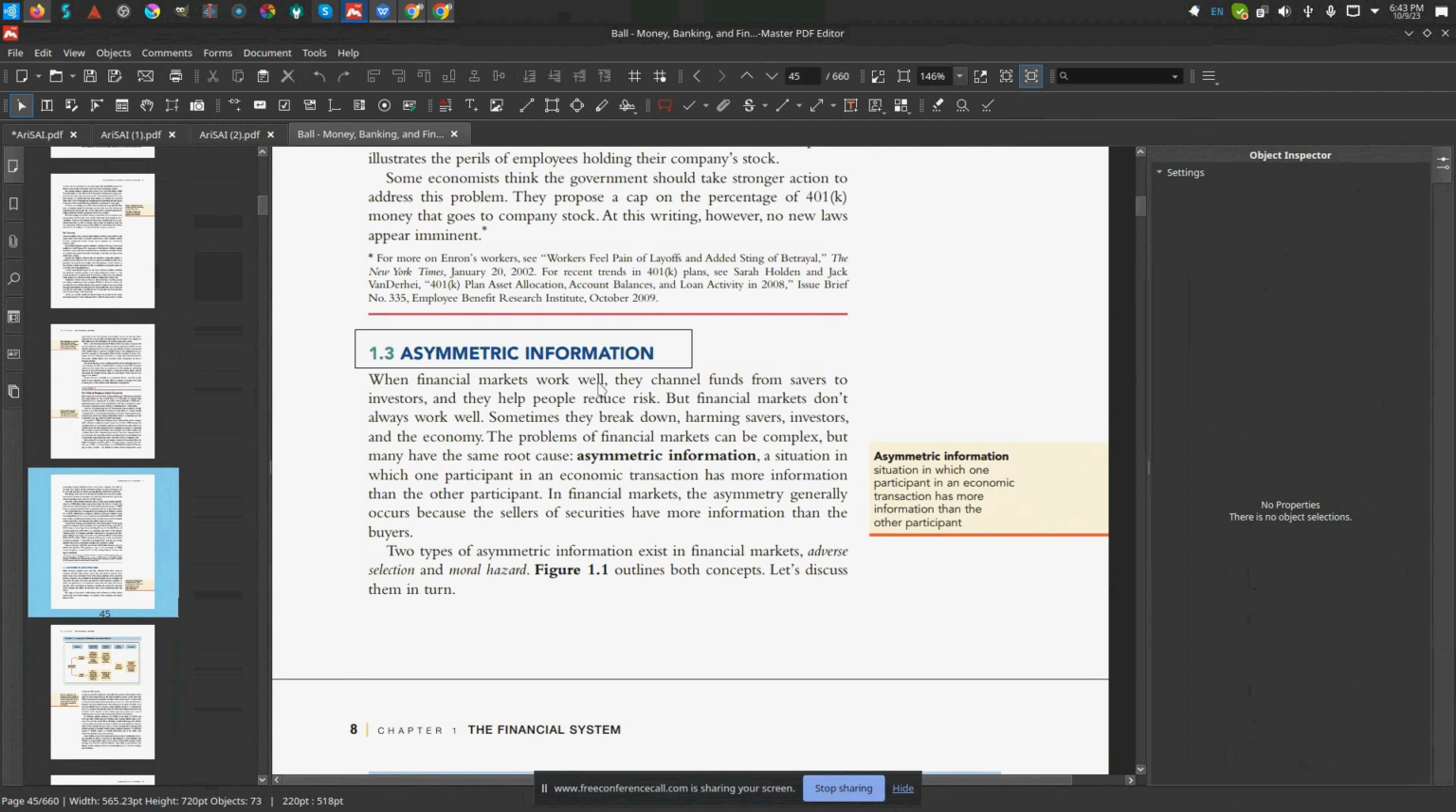When financial markets work well, they channel funds from savers to investors, and they help people reduce risk. But financial markets don't always work well, and sometimes they break down, harming savers, investors, and the economy. The problems of financial markets can be complex, but many have the same root cause. What's that cause? Asymmetric information. What is asymmetric information? It is a situation in which one participant in an economic transaction, commerce transaction, has more information than the other participant.